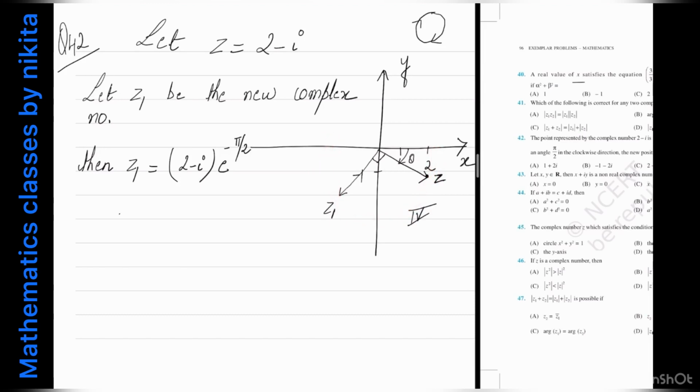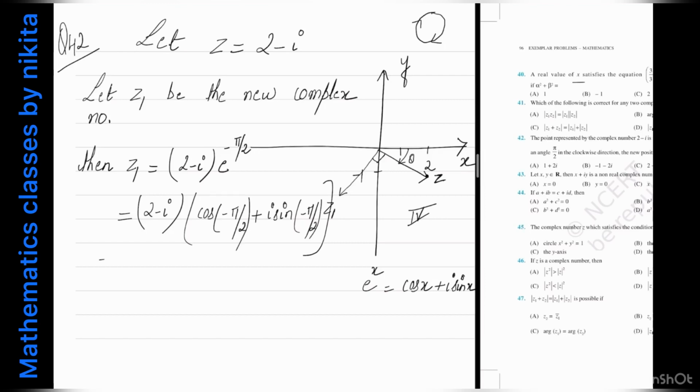So now let's solve this. And you know that e to the power x is equal to cos x plus iota sin x. This is the formula. So therefore this will become 2 minus iota multiplied by cos of minus pi by 2 plus iota sine of minus pi by 2. And this will give you 2 minus iota. Now cos 90.